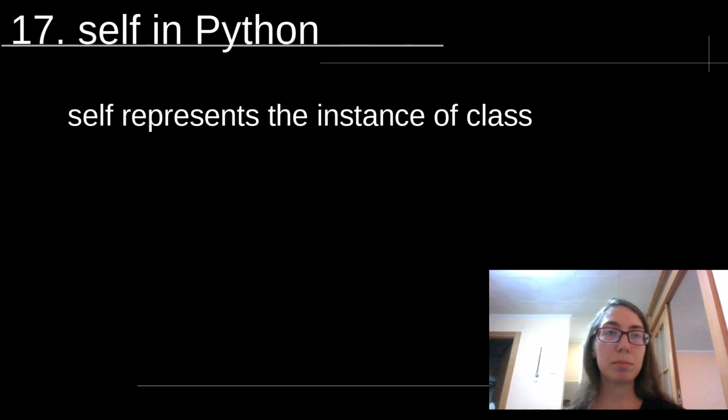Self in Python. Self is a reference to the current instance of the class. Self is used to access variables that belong to the class.